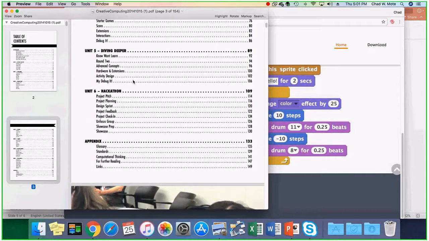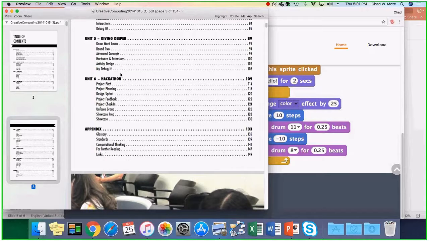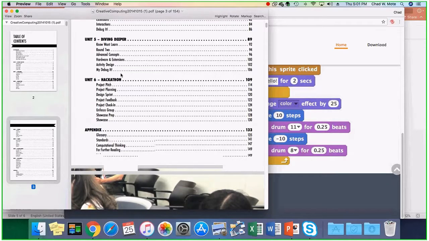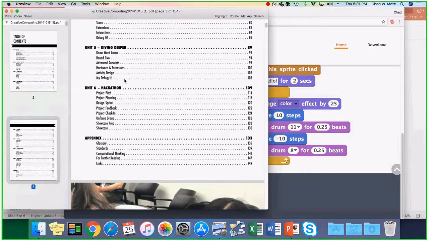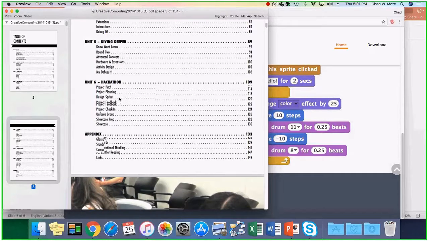Unit 5 and 6 are more advanced, more complicated code is written and modified and debugged, and some troubleshooting going on in these activities.